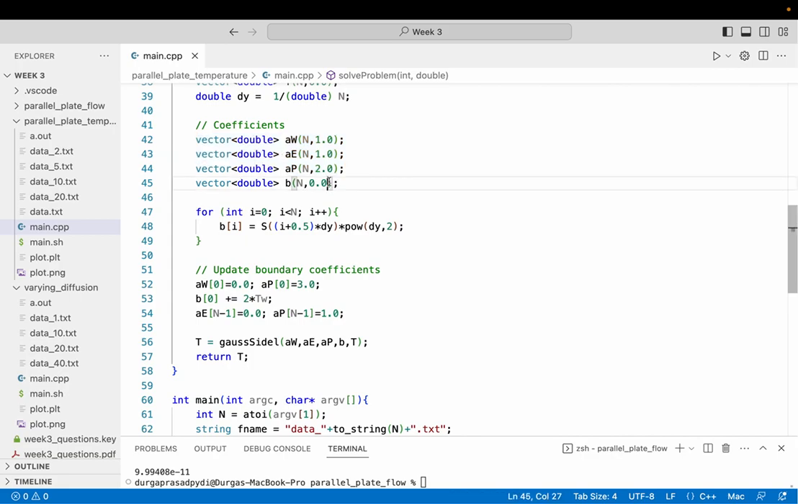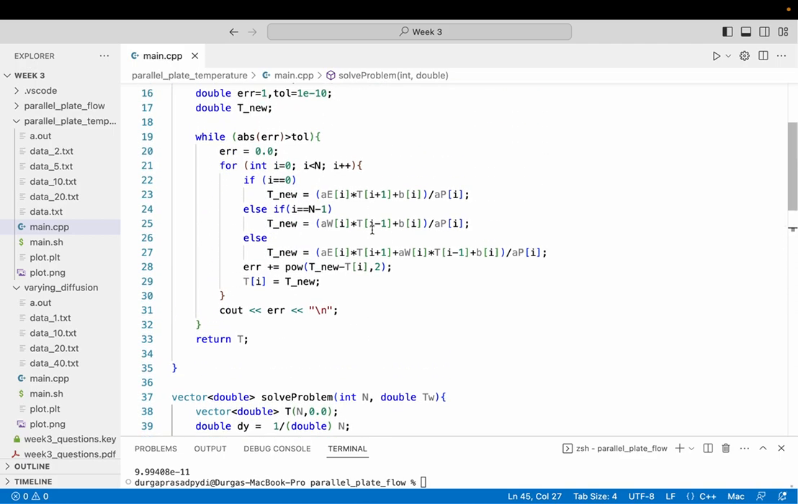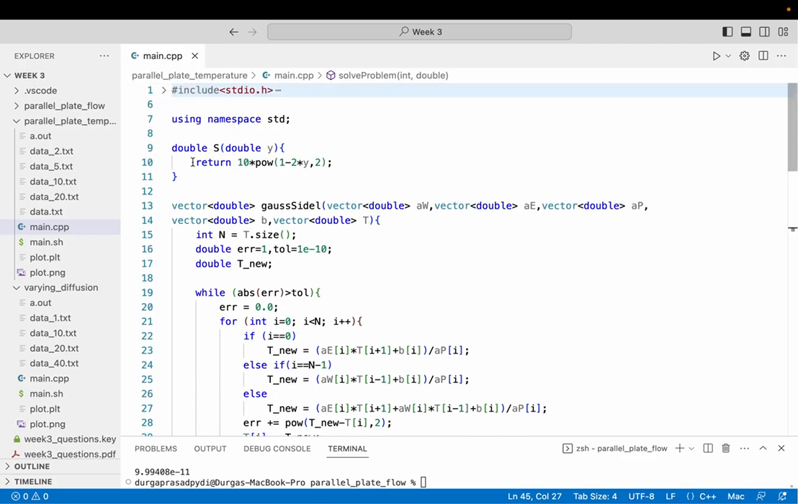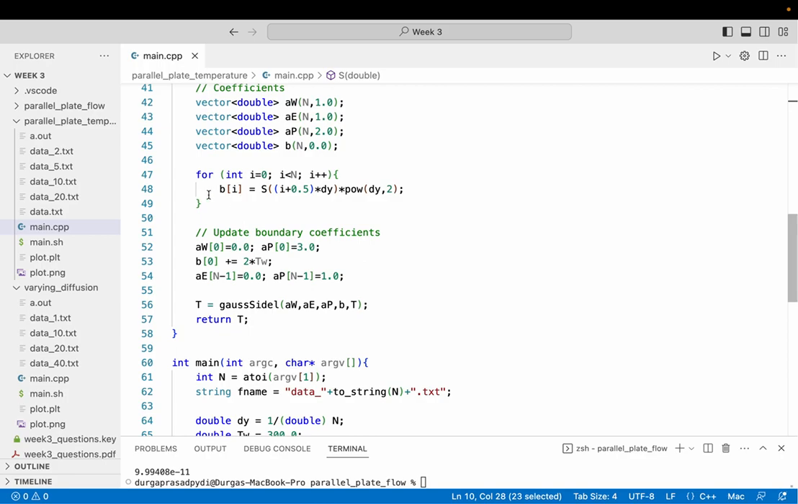Coming to B, I defined B initially as zeros, because the B term is varying with the value of y, so I've written another function to take care of that. It follows the form of some constant times (1 minus 2y) whole square. I've taken the constant as 10. We just substitute these values here. This is how we update the values of B, from 0 to n. Now, in addition to these, when you have other boundary conditions, near the boundaries you need to update your coefficients again.